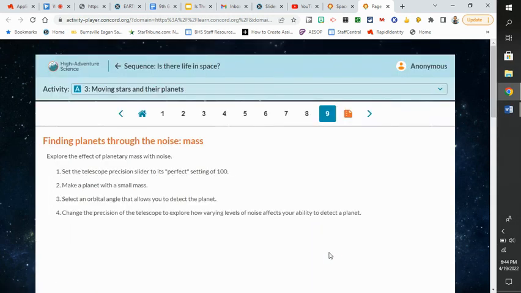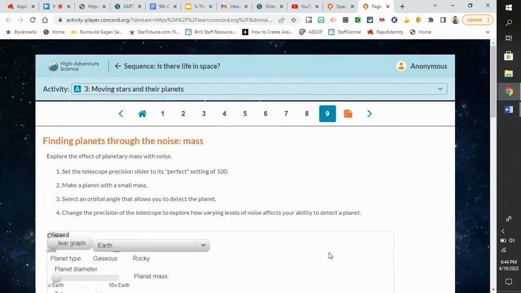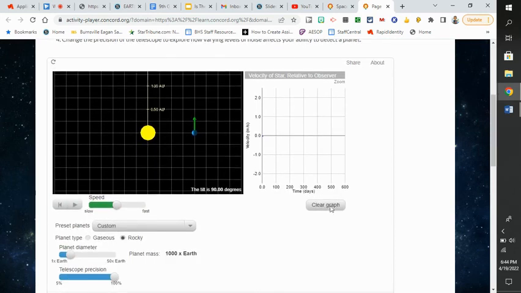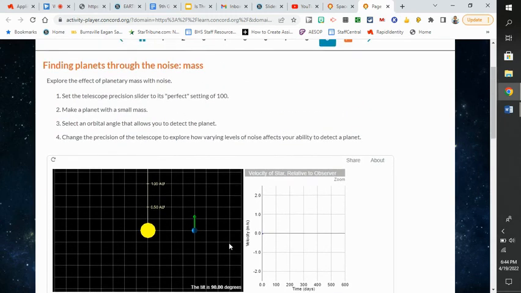The last page, finding planets through the noise. We're going to take a look at mass. Okay, this says explore the effect of planetary mass with noise. Set the telescope precision slider to its perfect setting of 100. Now mine was there before and it is there now. At the very bottom you can see. You should do this on yours.